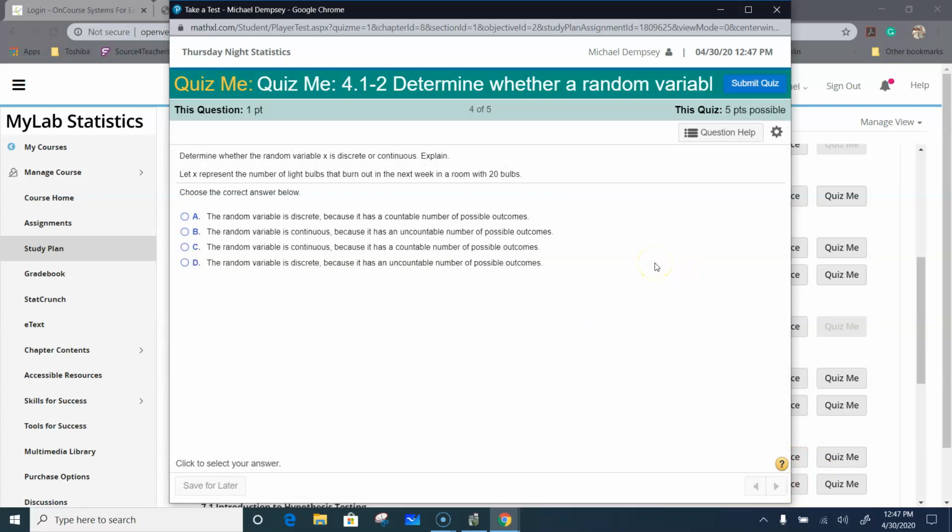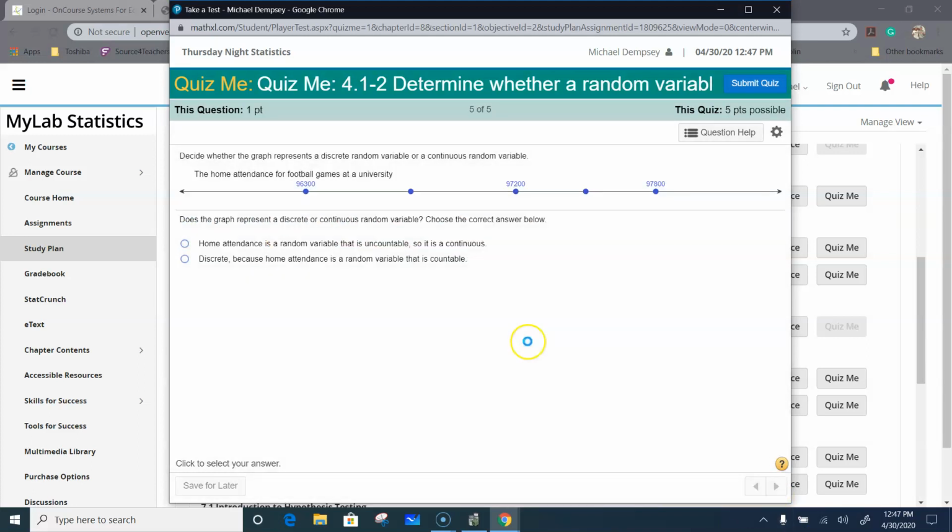All right. X is the number of light bulbs that burn out. This is a discrete random variable because it takes on a countable number of possible outcomes, for sure. Does this graph represent a discrete or continuous random variable? Choose the correct answer. Home attendance of football games at a university, it's going to be discrete, because the attendance is a random variable that's countable. We take on countable number values for that.